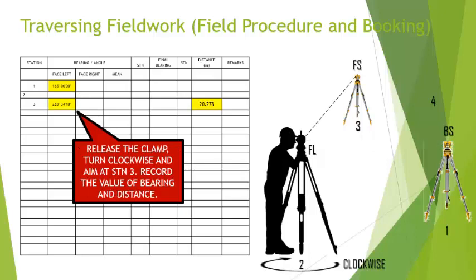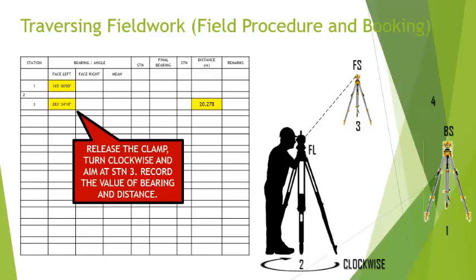Next, release both slow motion screws and turn clockwise. Previously, you locked the total station towards the backside prism, and now once you are satisfied, release the slow motion screws and turn clockwise. It is recommended to turn clockwise, although it is optional. Turn it clockwise and aim at the 4 side prism, which is station number 3. Use the slow motion screw and slowly turn it to align the crosshair with the prism arrows, the 4 side prism.